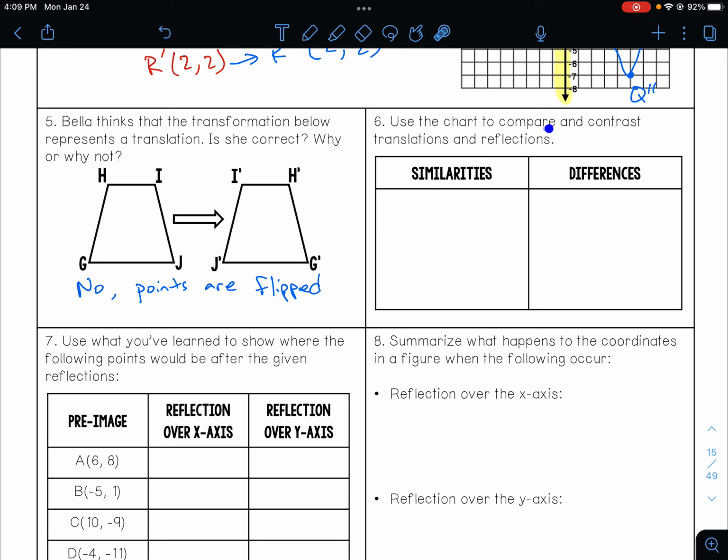Use the chart to compare and contrast translations and reflections. What do they have in common and what do they have that's similar? What do the translations and reflections have in common? Images are still congruent. Congruent, meaning same shape, same size and shape.